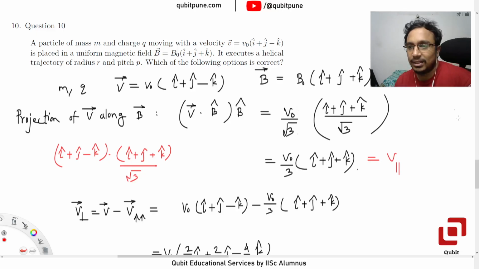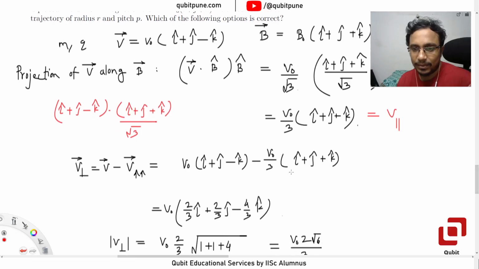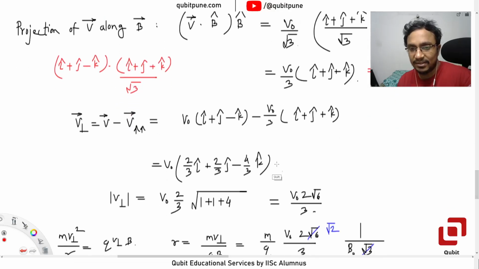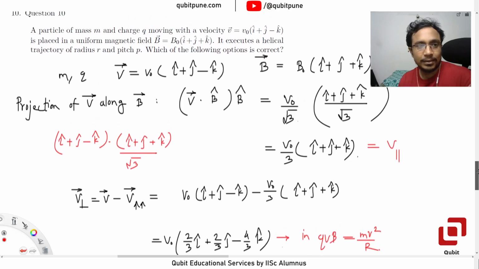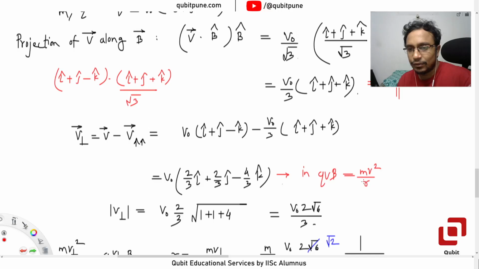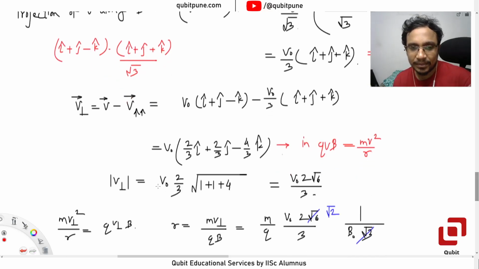1 minus 1 upon 3 is 2 by 3. This is also 2 by 3. And this is minus 4 by 3. So this is V perpendicular, and this is the speed that I can use now. qvB equals mv squared by r. So using this expression, I got the radius right. I found the magnitude of V perpendicular by taking 2 by 3 common. It's 1i plus 1j minus 2k. So 1 squared, 1 squared, and 2 squared is 4.